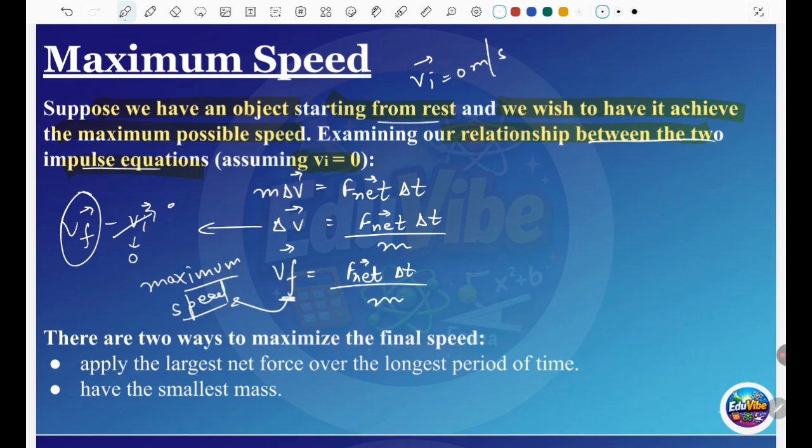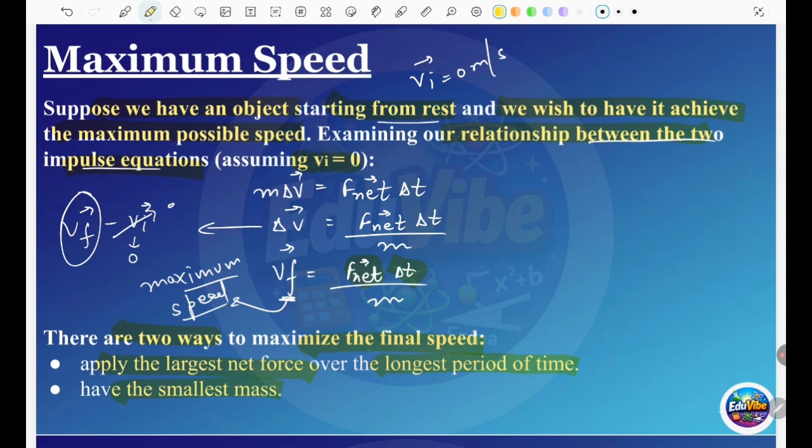For this type of question, to achieve the maximum final speed, there are two ways to do this. The first one is to apply the largest net force, if that is possible, over the longest period of time. Your period is the longest time, and your net force is larger and larger. Or you can make the mass smaller.